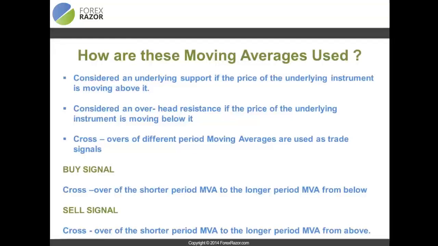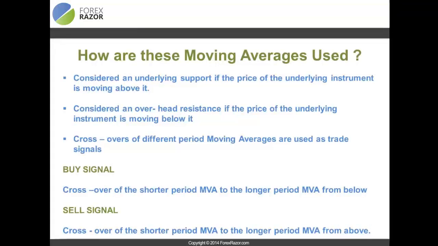Crossovers of different period moving averages are often used as trade signals. A crossover of a shorter period moving average, which is also known as a faster moving average, to a longer period moving average from below is considered as a buy signal, while a crossover of a shorter period moving average over the longer period moving average from above is considered as a sell signal.